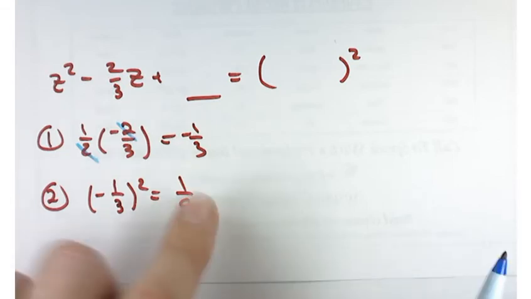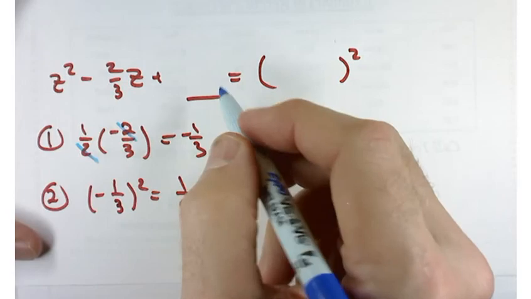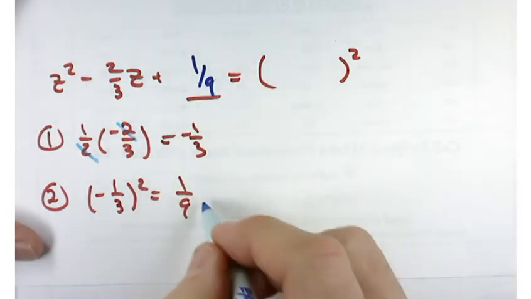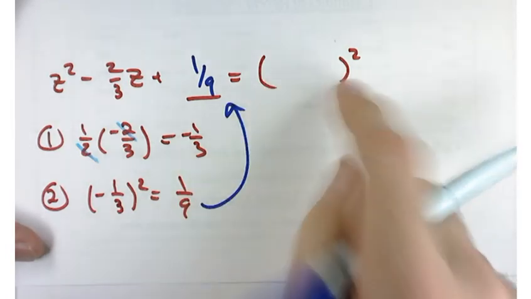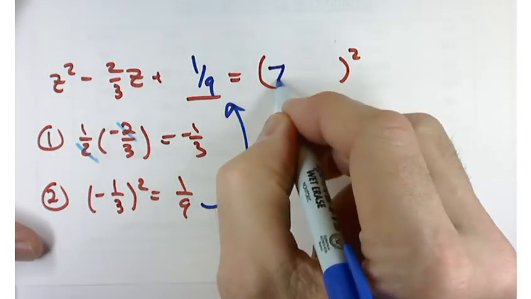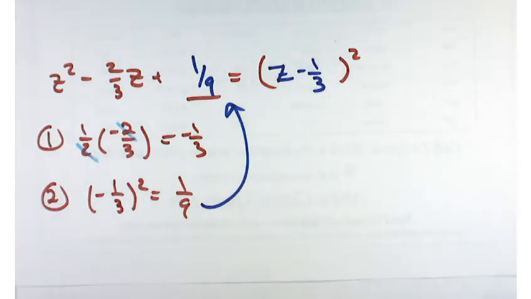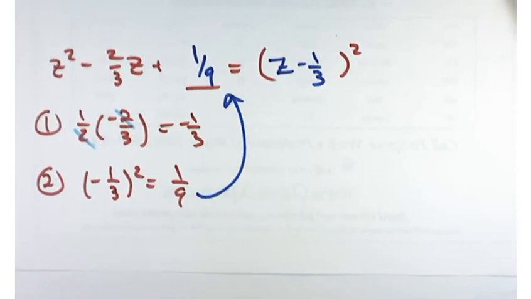Tay, help me finish this one up. What do I do with the 1/9? Where should that go? Good. So that'd be the 1/9 here. And then what goes here? Perfect. Z minus 1/3. You guys look like you're doing pretty good on that. Let me give you one last example.